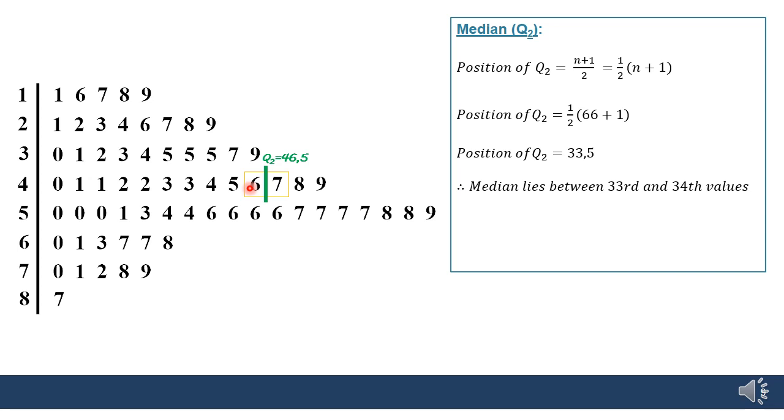Now, of course, this requires you to be able to read the stem and leaf. So if you're not sure where I got those numbers from, go back and watch the video for lesson 1. All right, so the median, or quartile 2, is 46.5.